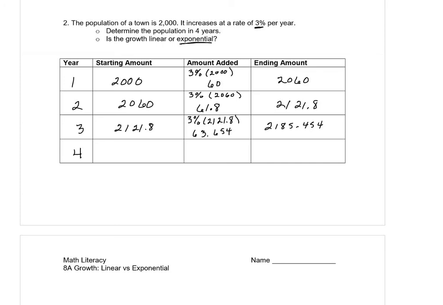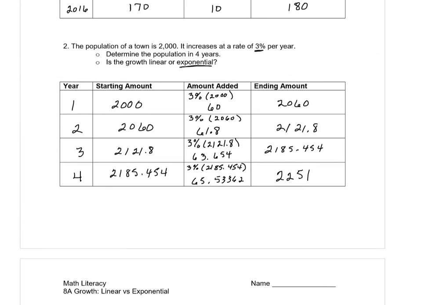And in the start of year 4, I've got the 2,185. And I'm going to take 3% of that number. And that's going to give me 65.56362. And you don't have to take it out to that many decimal places if you don't want to. Come over here to the ending amount. We're going to round to the nearest whole number, 2,251.